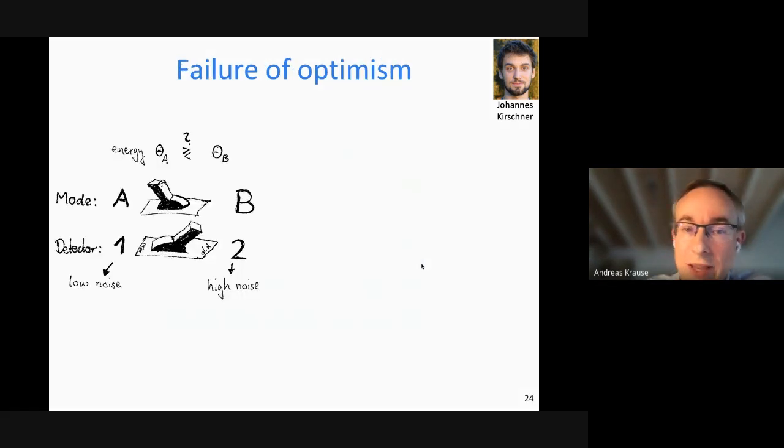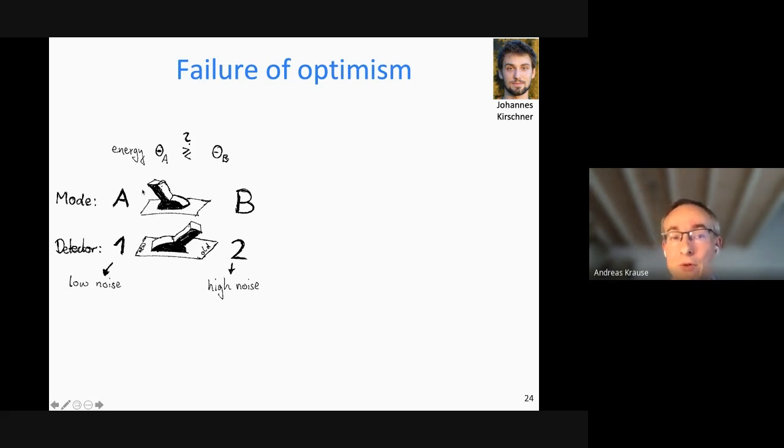Okay, now, why is this a problem with, say, optimistic exploration? And for that matter, a lot of other acquisition functions that are used in Bayesian optimization. So the reason is the following. Let's look at a super simple cartoon example. Suppose there's two operating modes, A and B, and two possible detectors that we can apply. Detector 1 is very precise, has low noise. Detector 2 is very noisy.